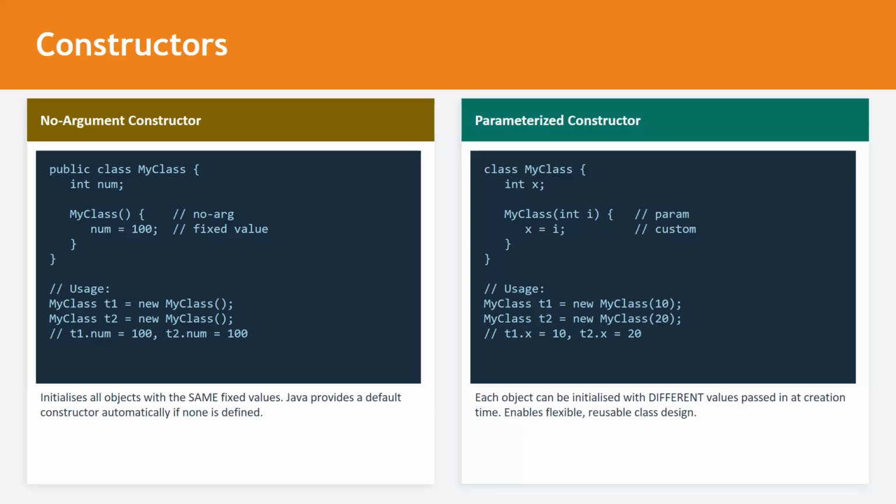To display that, each object can be initialized with different values passed in at creation time. So this enables flexibility and reusability of that class everywhere. While in a no argument constructor, it initializes all the objects with the same fixed values. Therefore, Java will provide you with a default constructor automatically if none is defined.